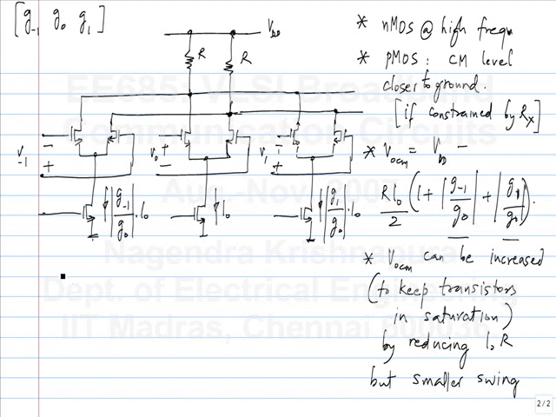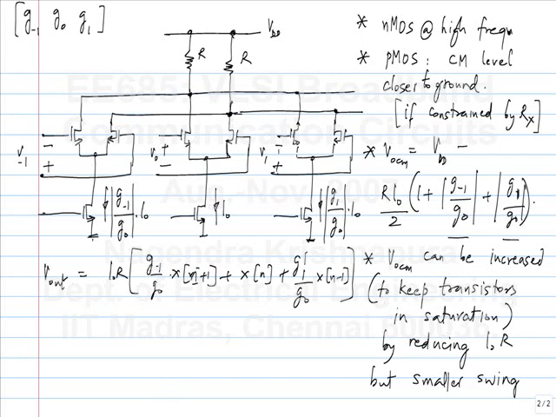if I write the equation for the differential voltage that comes out, what is it? It's I naught R times, let's say the data is denoted by X, X of n, plus G1 by G naught, X of n minus 1. It's just a 3-tap FIR filter. So I naught R appears both in the equation for the common mode as well as in the output signal. The output signal is directly proportional to I naught R.